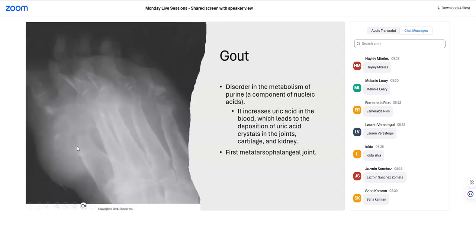Gout. This is a disorder of the metabolism of purine, which is nucleic acid, so uric acid. It increases uric acid in the blood, which leads to the deposit of uric acid crystals in the joints. It's very common in the first metatarsophalangeal joint, as you see here in this x-ray.